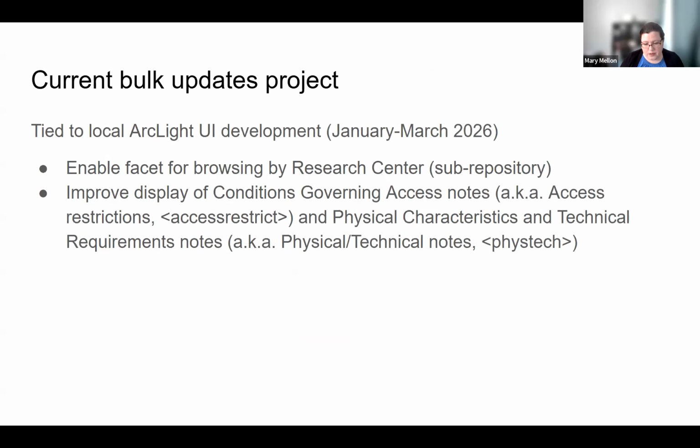Our current bulk updating project is tied to a local Arclight development sprint that is starting to wrap up. The two goals that we are supporting with metadata updates are enabling a facet for browsing by research center, which functionally are sub-repositories of the Rubenstein Library, and improving the display of access restriction notes and physical and technical notes in the UI.